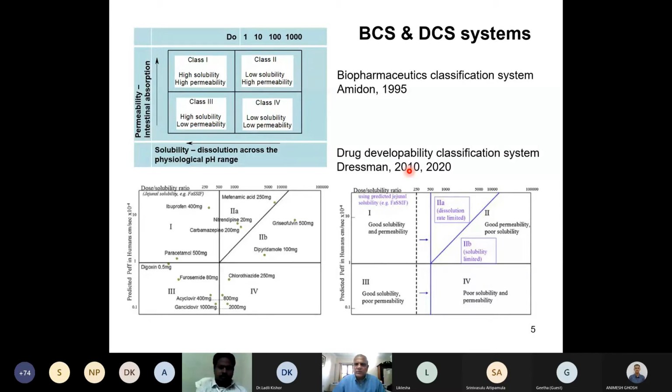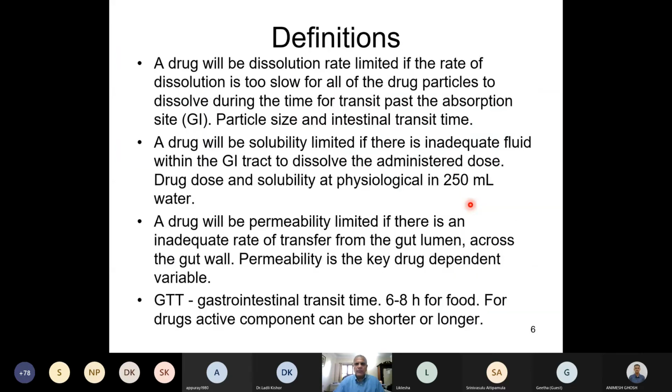And to distinguish between these two, Dressman and co-workers, more recently in the last 10-15 years, have reclassified 2 as 2A and 2B, where one of them refers to solubility while the other refers to dissolution. And we will see what the differences are, because the approach has to be different whether it is solubility limited, as shown in the bottom quadrant, or dissolution rate limited. While both are related to how much of the drug dissolves, whether it is the amount or the rate, that changes the approach that one will take to address the solubility problem.